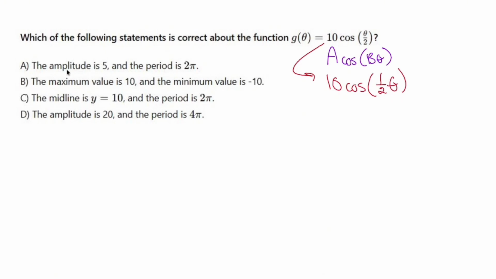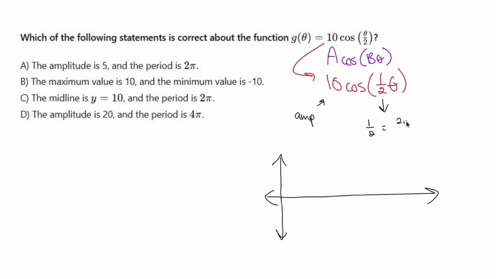Now it's asking me a couple questions, some of which are going to be amplitude, period, stuff like that. Let's find out everything we need to find out. We'll graph it. We'll see what happens. We'll go from there. All right, so I'm building my graph. All right, there's my graph. My amplitude is 10. That 1/2 in front of theta is going to be equal to 2 pi over whatever my period is. So if I cross multiply, one period is going to equal 4 pi.